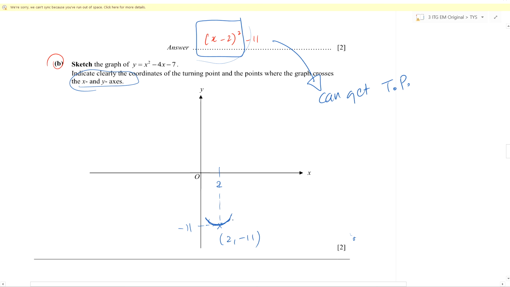Now, is the x-intercept easier to find or the y-intercept easier to find? Y is easier to find, right? Just sub x equals to 0. Do it. What do you get? Negative 7. Okay, so it has to cross at negative 7.